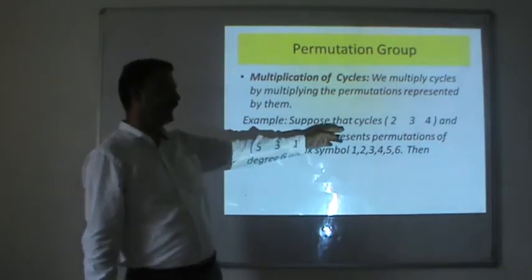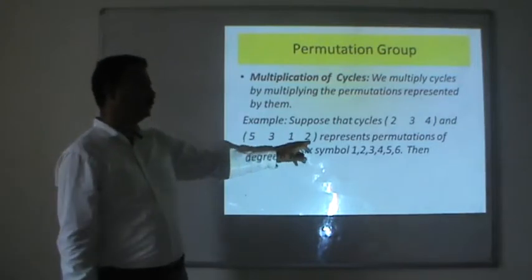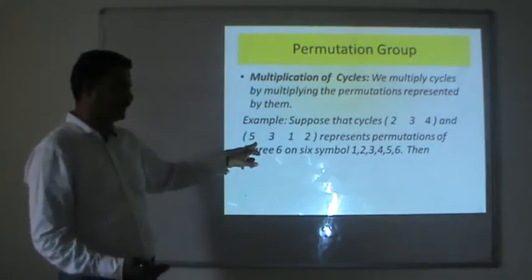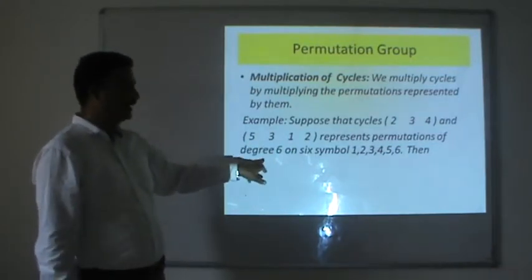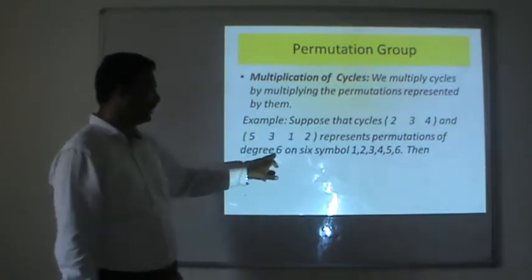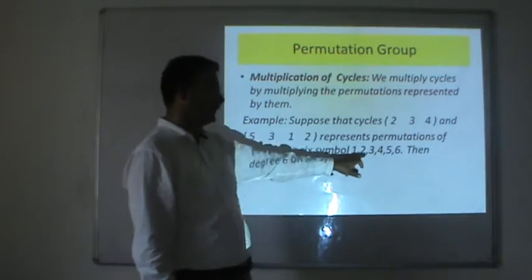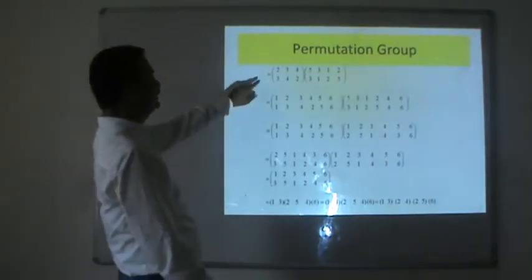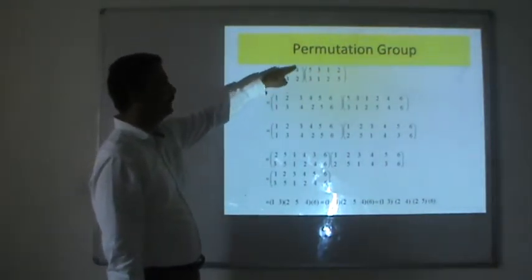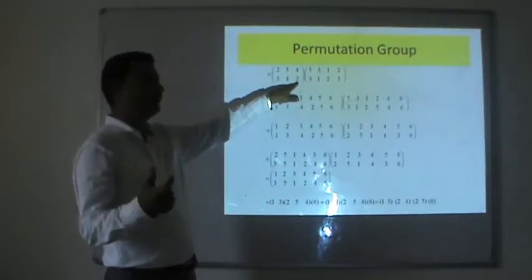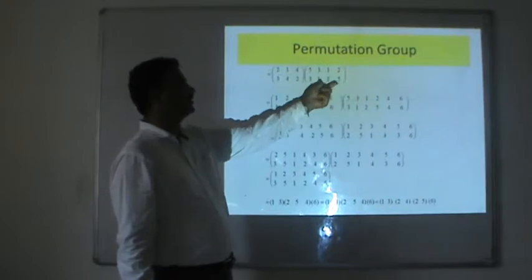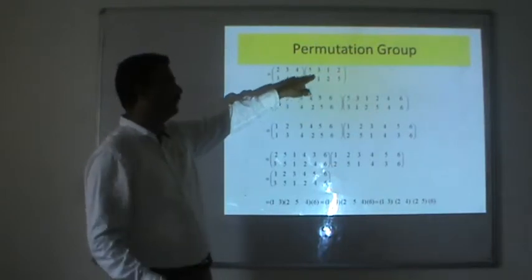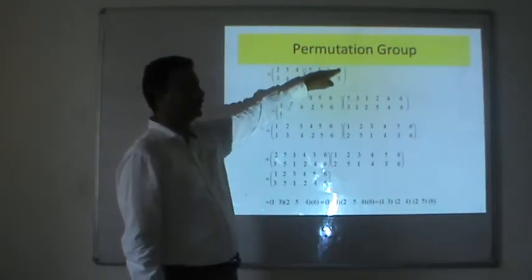So for example, suppose the cycles are (2, 3, 4) and (5, 3, 1, 2). See, the first cycle is of length 3, while the second cycle has length 4 because it possesses 4 elements, and both cycles represent permutations of degree 6. So on 6 symbols we define 1, 2, 3, 4, 5, 6. So we rewrite our cycle in this manner: 2 goes to 3, 3 goes to 4 and 4 goes to 2. Means we rewrite our cycle in permutation form. The second cycle, (5, 3, 1, 2), again we rewrite in permutation form: 5 goes to 3, 3 goes to 1, 1 goes to 2 and 2 goes to 5.